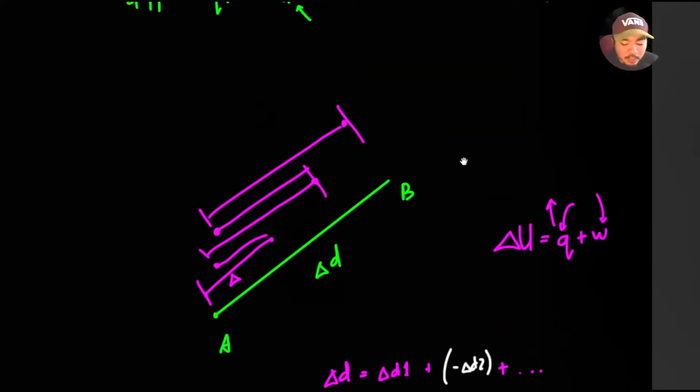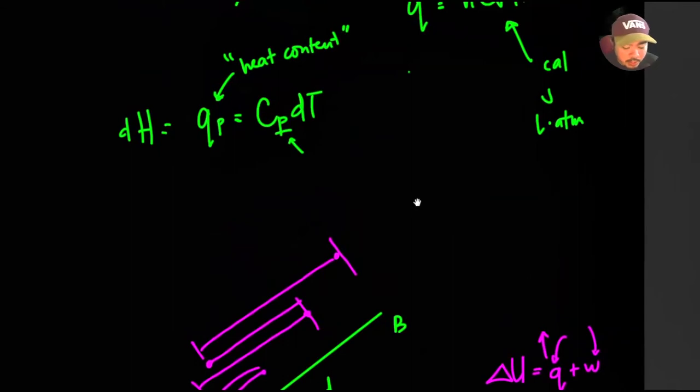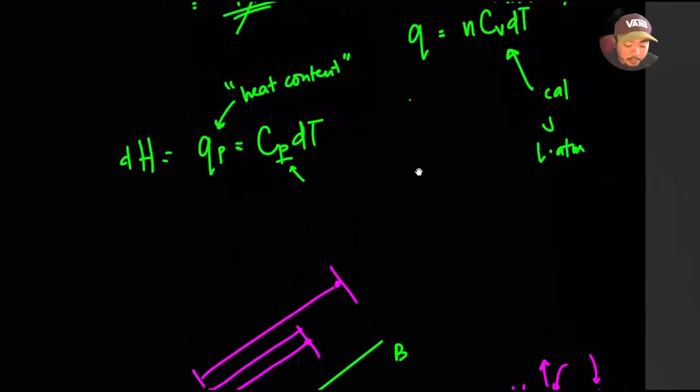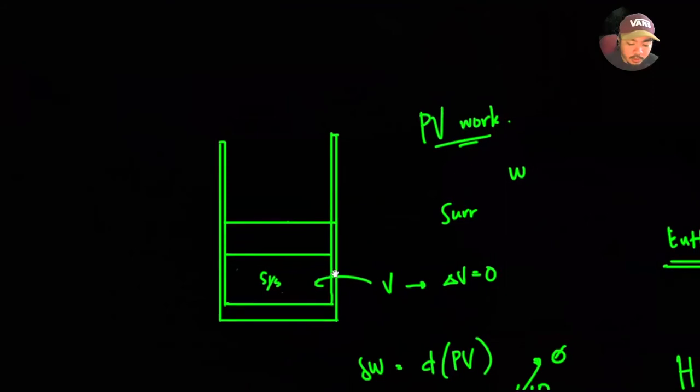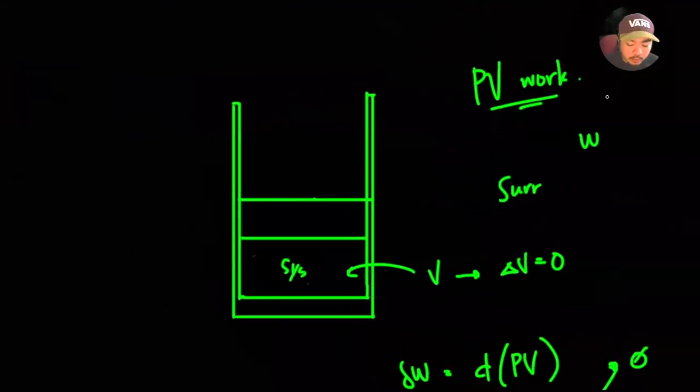Okay? So ito, doon sa podcast natin, in-explain ni Gab na ang convention natin is positive yung work if work is being done by the system. So for example, if this is your system and surroundings, positive work siya if it's an expansion type.